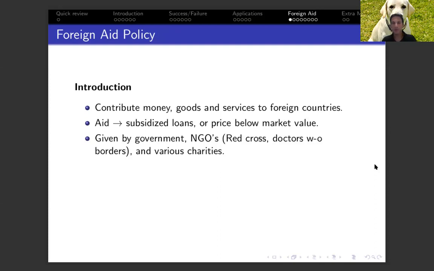The actors which provide aid are usually either governments or NGOs, such as the Red Cross. Aid is not necessarily just money support. The services that Doctors Without Borders provide are a type of foreign aid, and there are various charities which also provide aid.